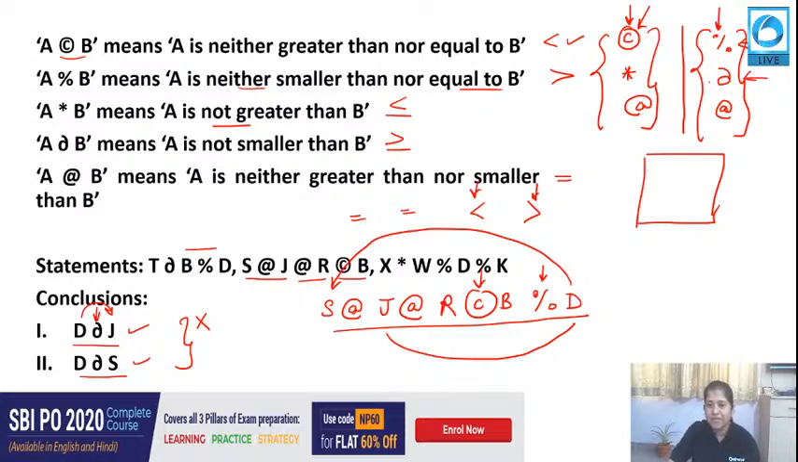Agar aapko yahan par ye wala symbol mila hai, matlab this is less than, this is greater than equal to. So you will need another less than symbol to have an either or pair. That means yahan par aapko copyright chahiye tha. You should have had a copyright symbol to get an either or pair. In an either or pair, please remember that you should have all the symbols. It is giving you only two symbols, that is of greater than and equal to between your D and J. Okay, I hope this is clear.